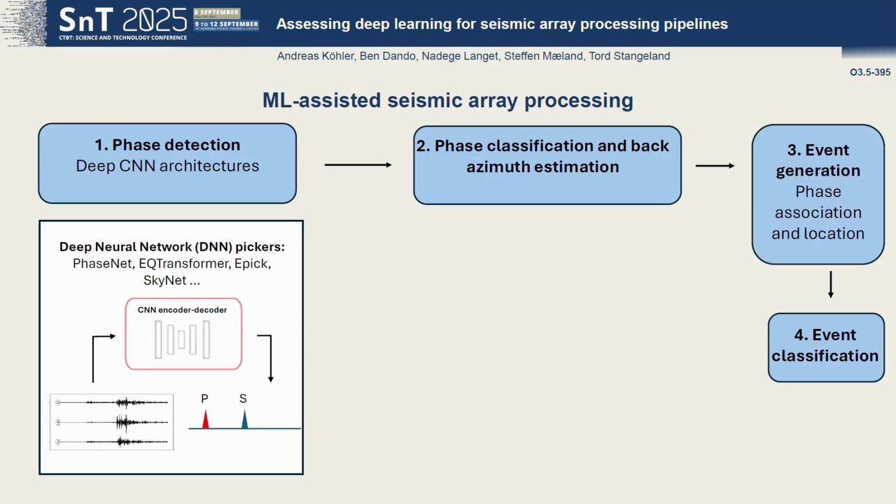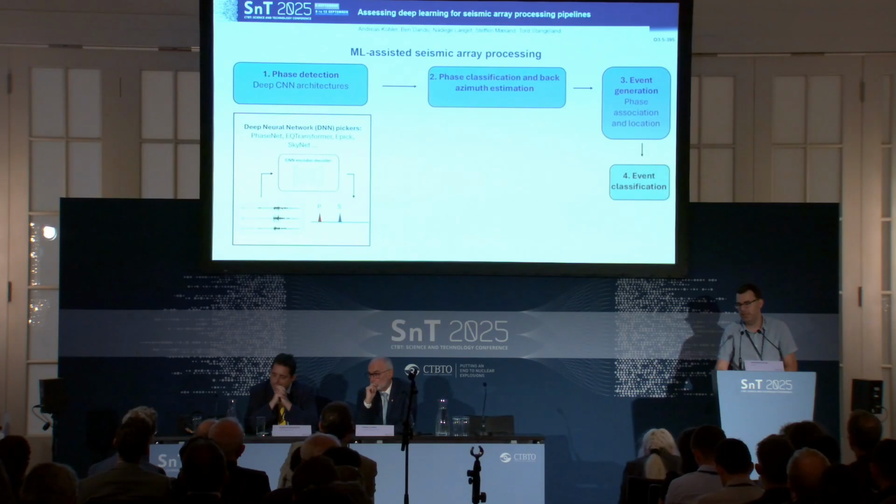So how can machine learning come into this pipeline? Well, first of all, we already heard about the phase detection step, of course. We can use methods like PhaseNet, EQTransformer, and there are many more methods out there now. What they all have in common is that they include convolutional neural network layers. They're organized in a so-called encoder-decoder structure. So they take three-component single-station waveforms as input and transfer them somehow into a detection time series for P and S waves. That's basically how they work without going into much detail.